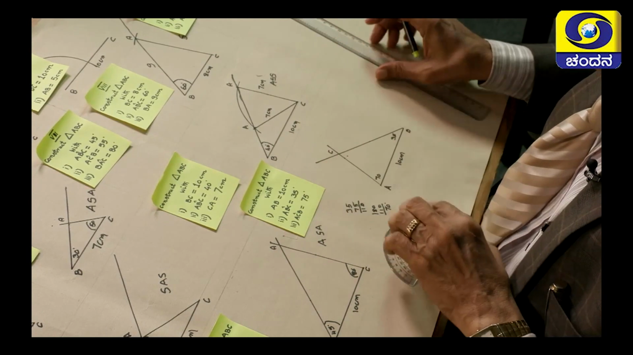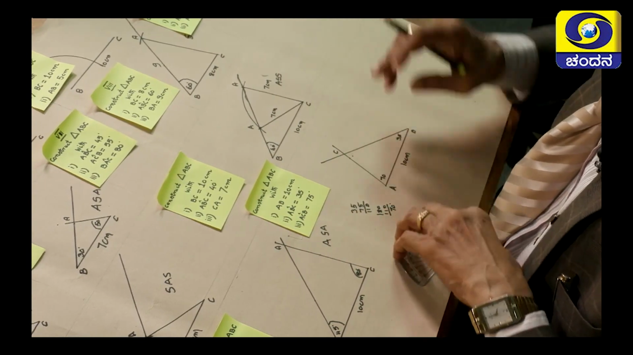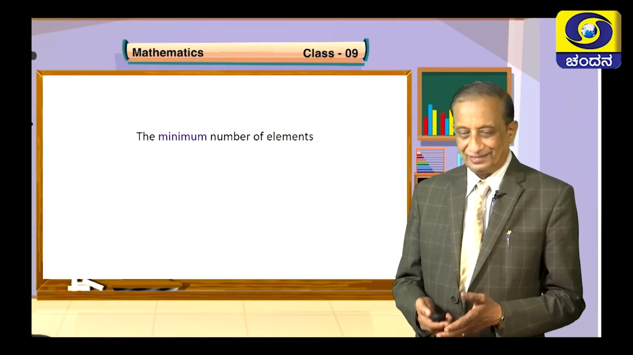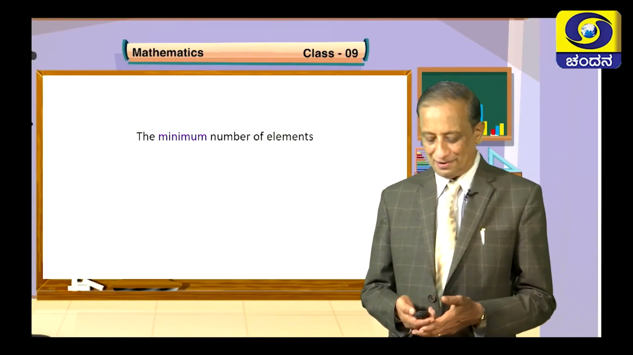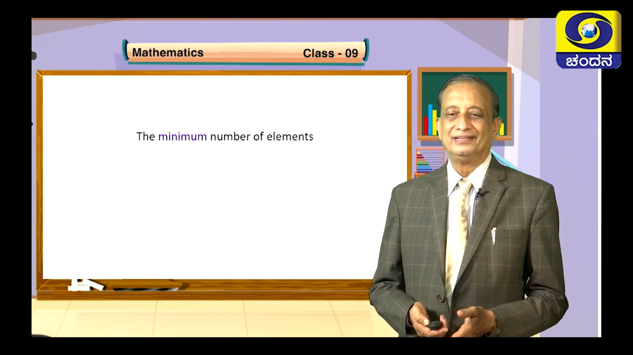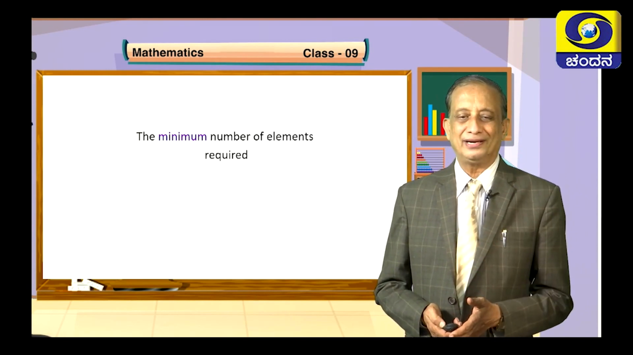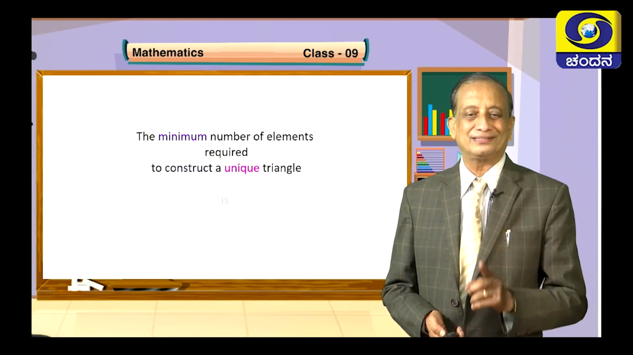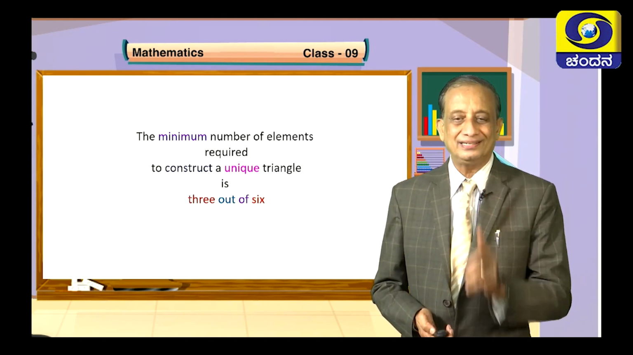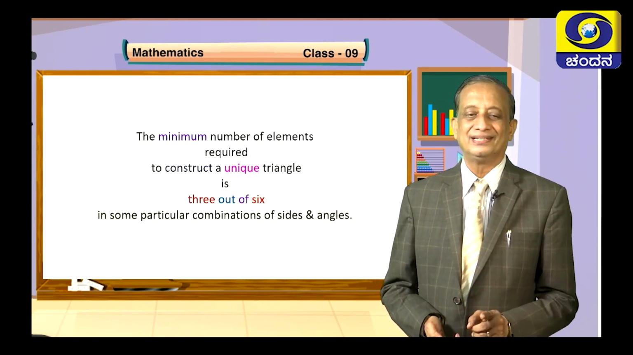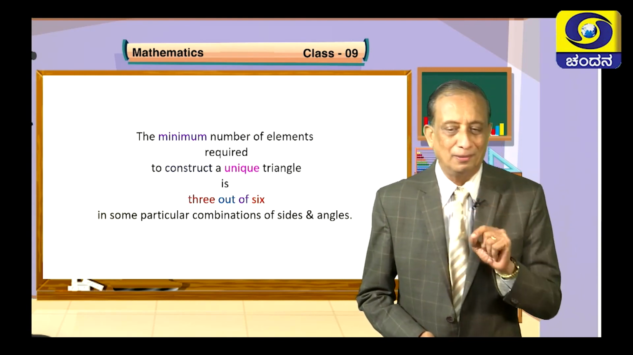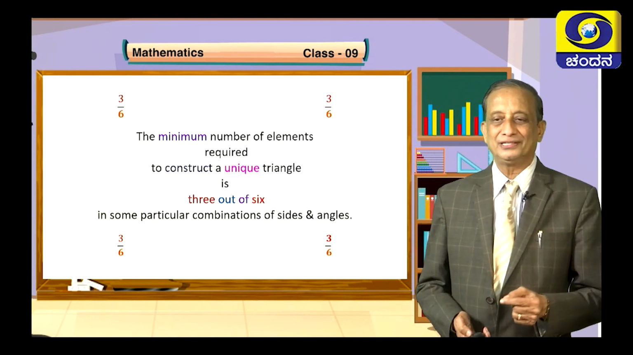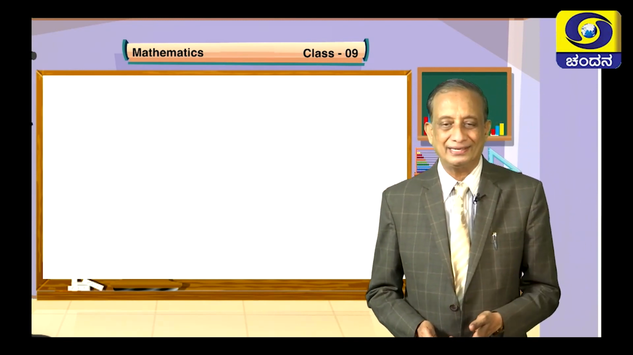So these are some of the activities by which we can now take some decisions. Children, we have learned from the activity that the number of elements required to construct one and only one triangle, called a unique triangle, is 3 elements out of 6 in some particular combinations of sides and angles. So this is what we could understand from the activity.